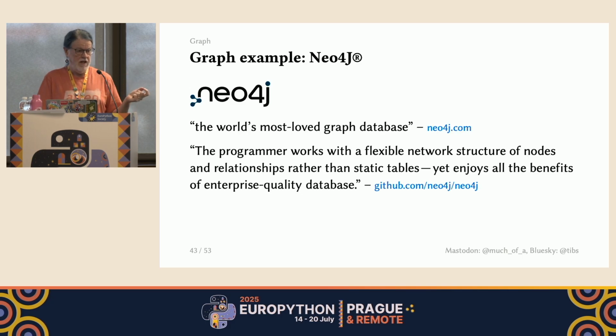My example here is Neo4j. Again, it's got commercial and open source offerings. The world's most loved graph database, their commercial page says, and I suspect that's probably true just because it's probably got the most market penetration, if nothing else. The description on the GitHub repository is rather nice.